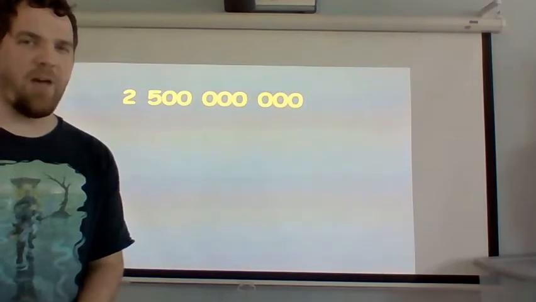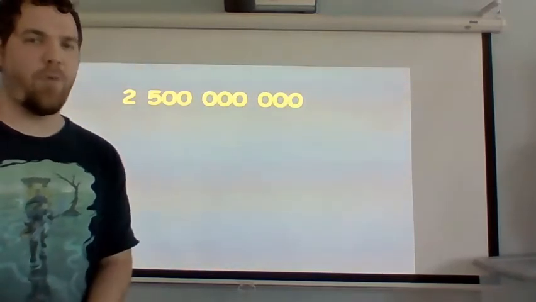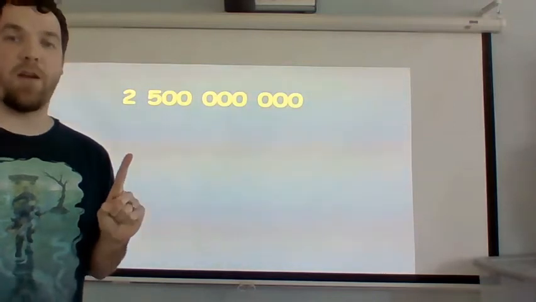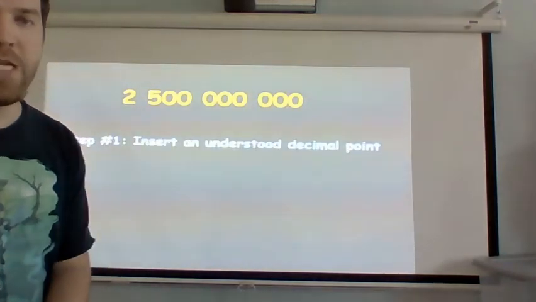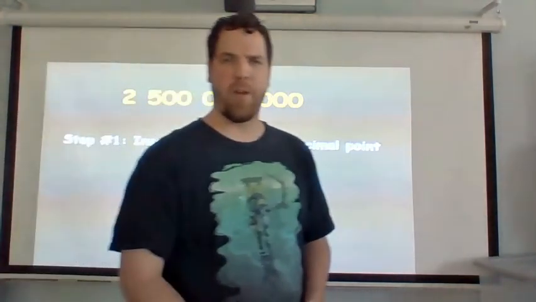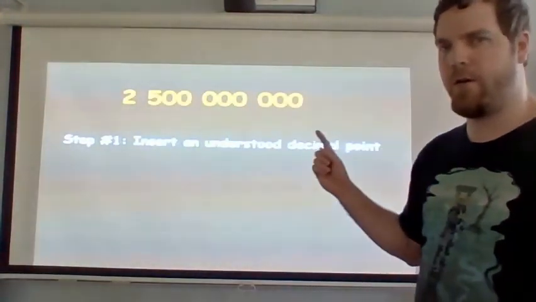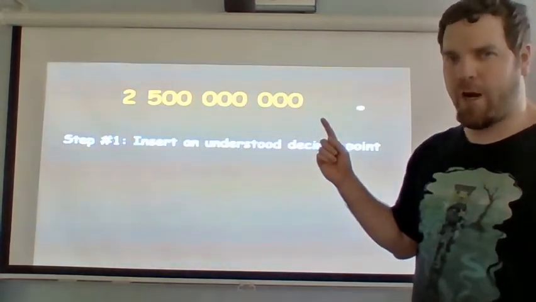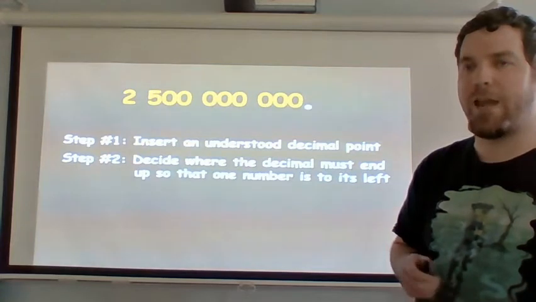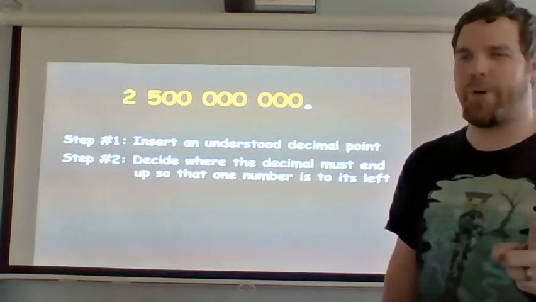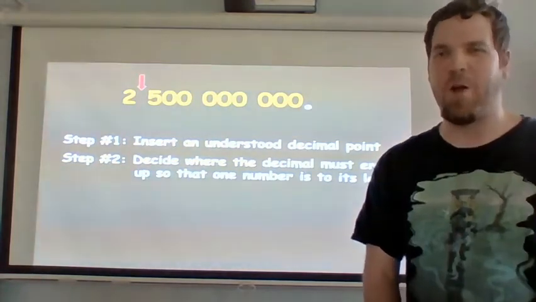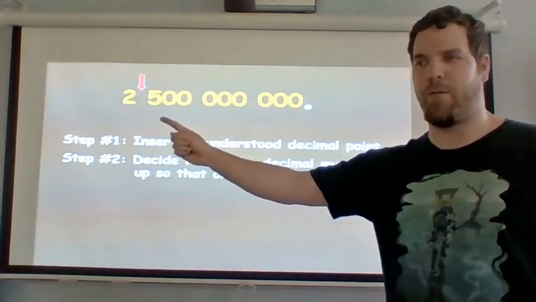Let's just say we have a number like this. We have 4 steps in order to get it into scientific notation. Step 1: Insert an understood decimal point at the end of the number. I'm sure you guys will agree that if we put a decimal point right here, it won't change the number, right? Step 2 is to decide where the decimal point must end up so that one number is to its left. This is your M. So basically, we're going to put the decimal point right here.